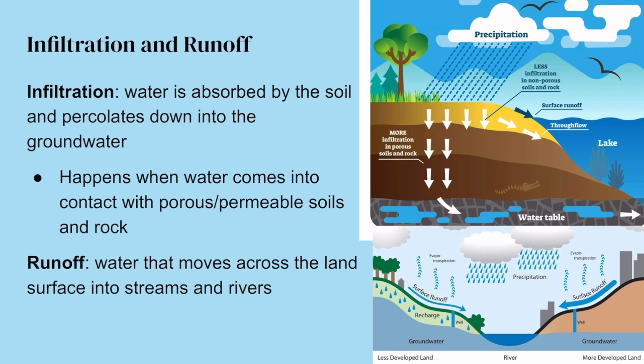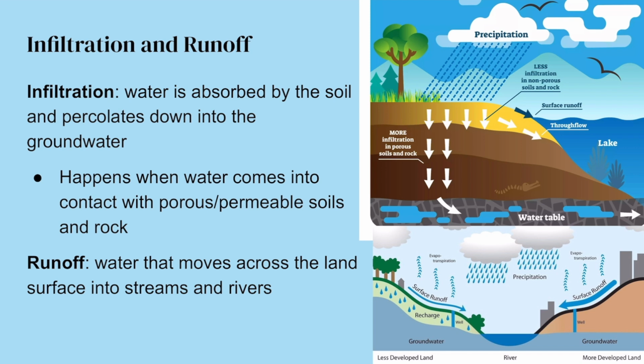So infiltration is when water is absorbed by the soil and that water percolates down into the groundwater. And that just means it moves throughout the soil, through cracks in the soil into the groundwater. And groundwater is just water that's trapped underground in cracks. It's trapped between spaces in the soil or in sand or rock underground. Infiltration happens when water comes into contact with porous or permeable soils and rock or permeable surfaces. So if you just have an area that is made up of soil on the top, that water is more likely to infiltrate and percolate downwards.